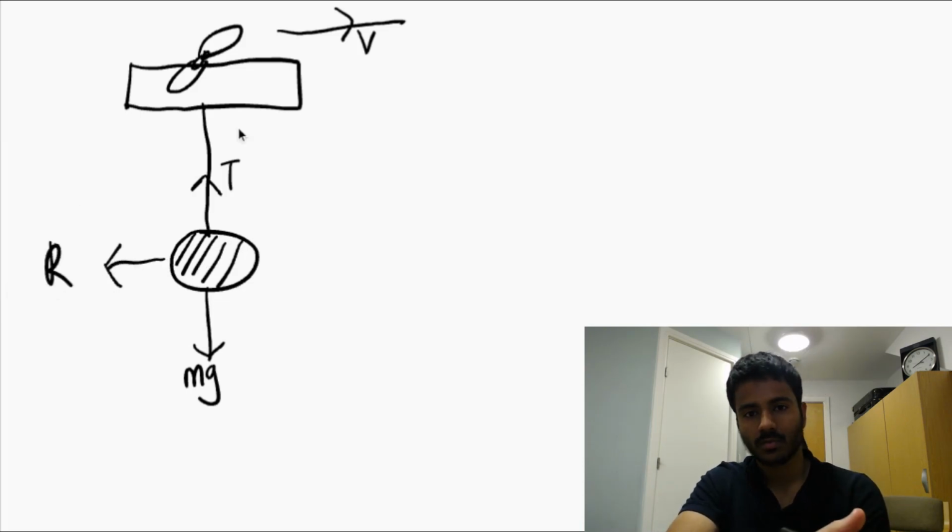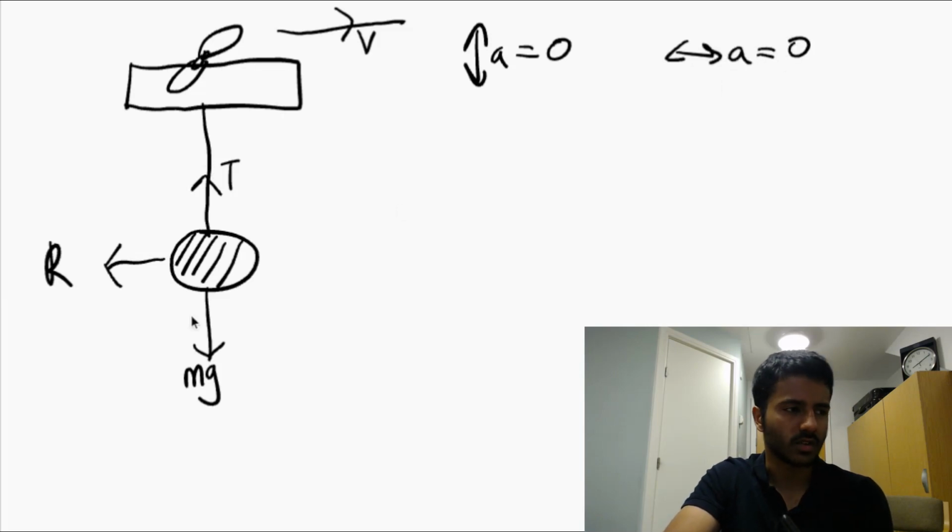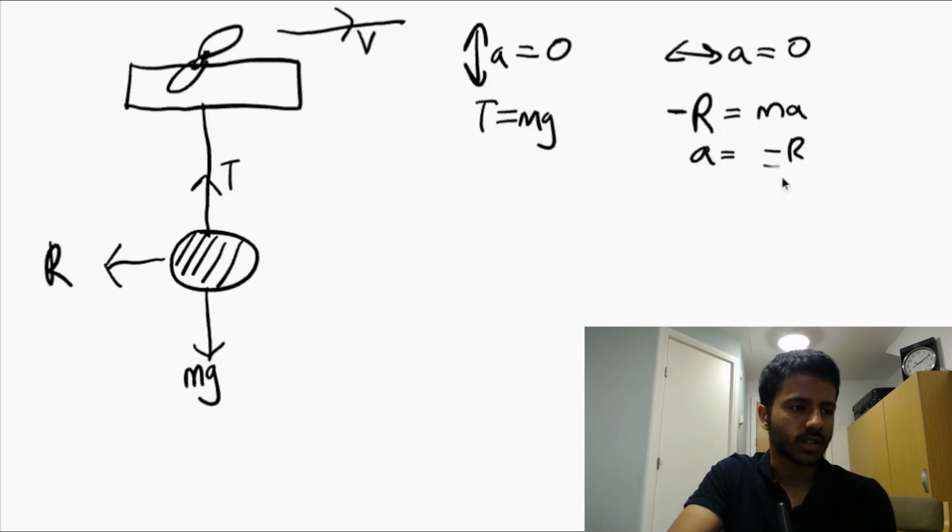If you look at this force diagram, the vertical acceleration has to equal 0 and the horizontal acceleration has to equal 0 as well. In the vertical direction, T is equal to mg. That's all okay. But in the horizontal direction, the resultant force acting on this body is R in the opposite direction. So if you rearrange, there is clearly going to be some acceleration on this body. So it cannot be moving at a constant speed.